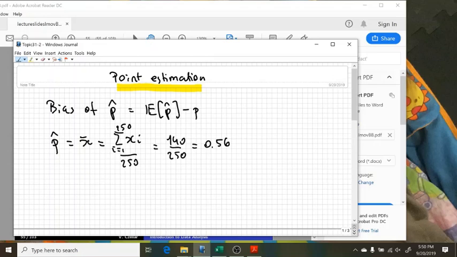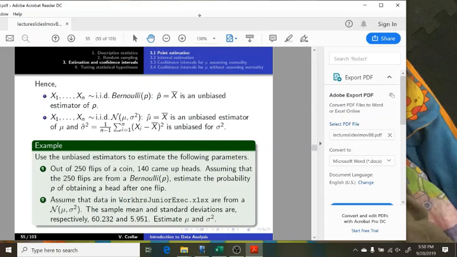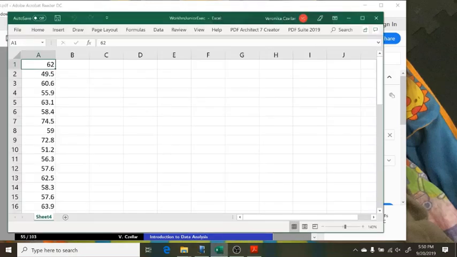Now this is for my first example. In my second example, I have a data set of the weekly working hours of junior executives. And the data set looks like this. In total we have 50 junior executives, and we have the weekly hours of these junior executives.